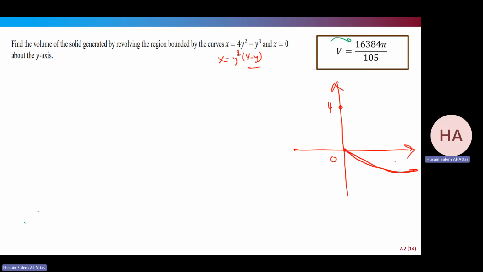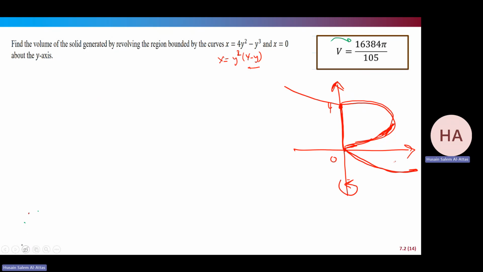Now, when y is between 0 and 4, then x will be positive. So it will do something like this. And then if y is greater than 4, then x will be negative. It will be something like this. The area which we are talking about is this area. And this is x equals 0, so the y-axis. So this is the area bounded between the y-axis and the function. About the y-axis, so this is my axis of revolution.